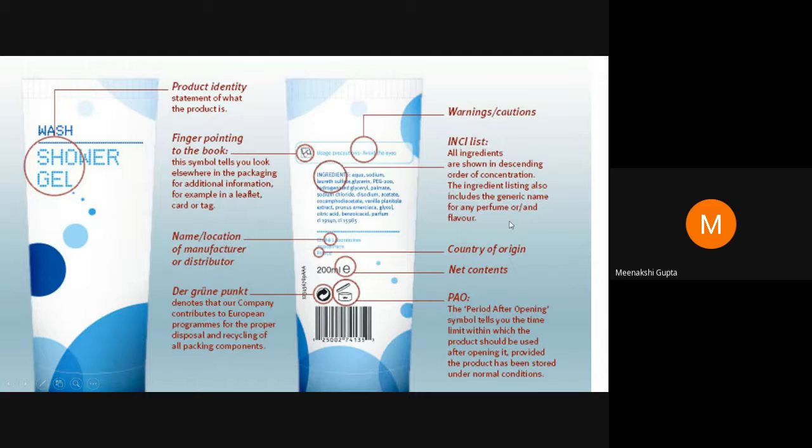Then the name and the location of the manufacturer or distributor is there. Then warning caution, we can see usage precautions, is mentioned on the label. Then a list of ingredients is mentioned, all the ingredients along with the quantity. Again, the quantity being mentioned is mandatory in case of US FDA, whereas it is not mandatory in case of Indian regulation. Then country of origin, net content, then period after opening, that is the shelf life of the product after opening it. So all this information is included in the label.